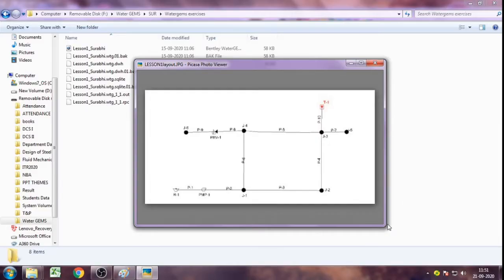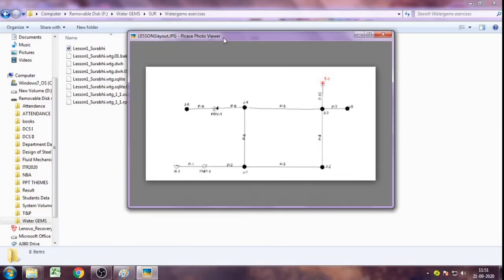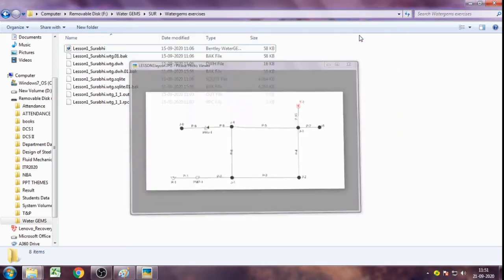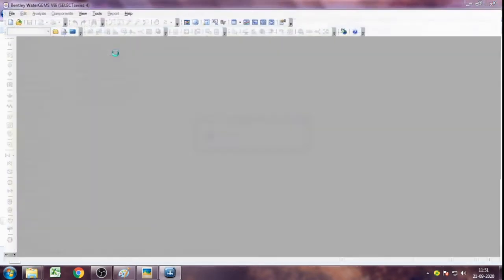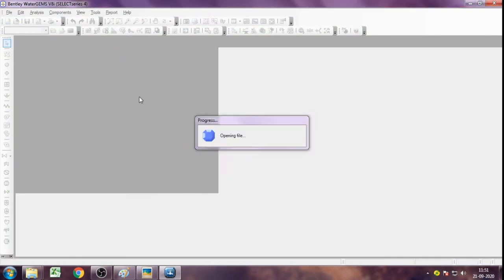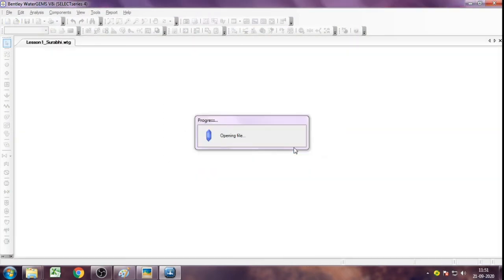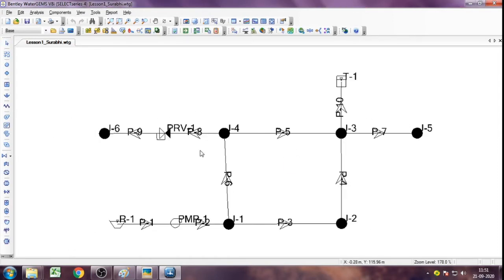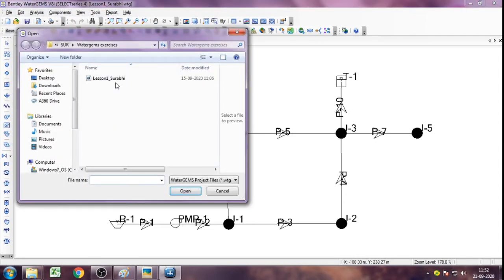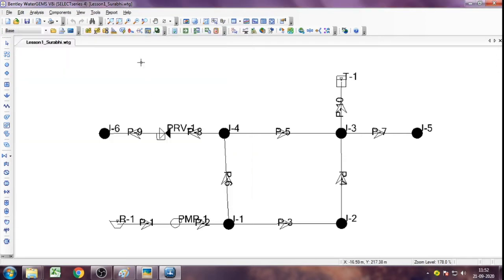Now we will be beginning with the EPS modeling. For that we will be using the same model which we prepared in lesson number 1. So we will open that WaterGEMS file of lesson number 1. Go to your folder where you have saved that file and click on it. This is the lesson number 1 file which I have prepared. Click on that and it will get opened. Now this is the model which we prepared. You can also open it by going to File, Open, and then browsing to the folder and clicking on the file. It's up to you.